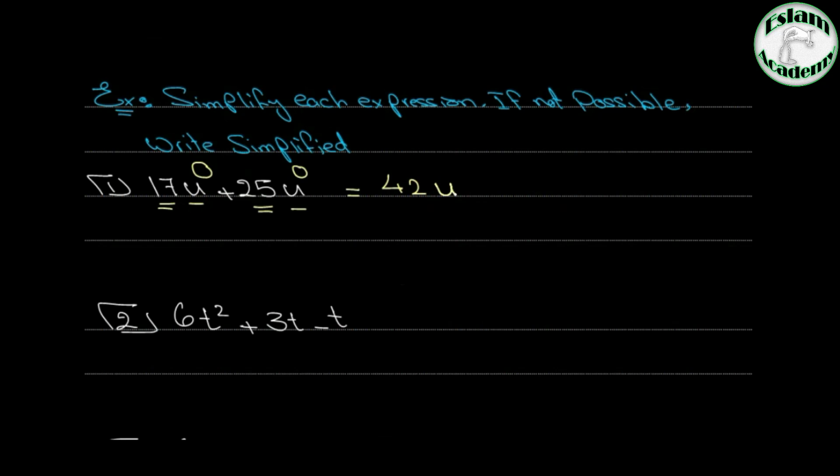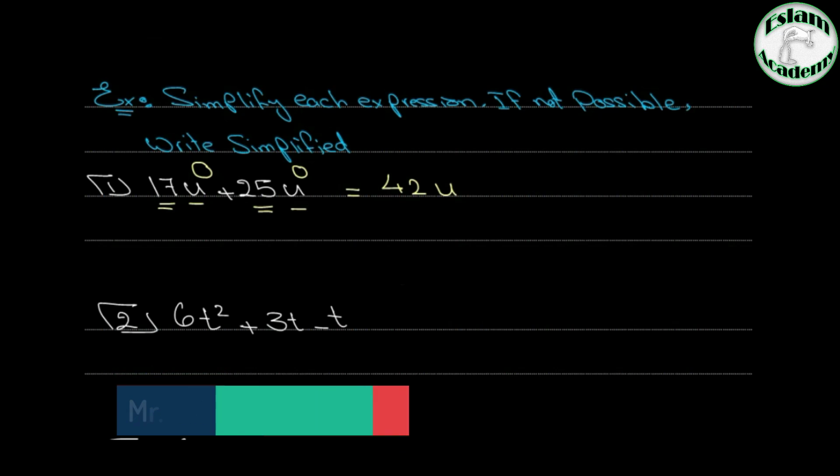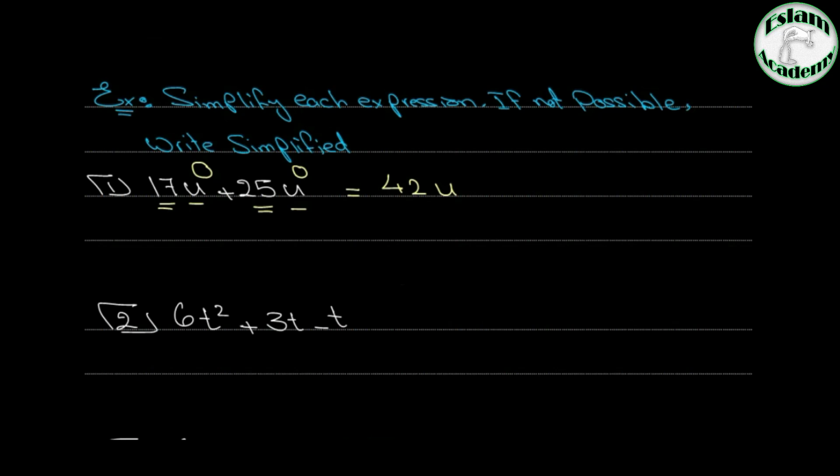Then we write the same variable without changing the power. So adding and subtracting only change the coefficient and don't affect the power. We have 17u plus 25u, so the answer now will be 42u.